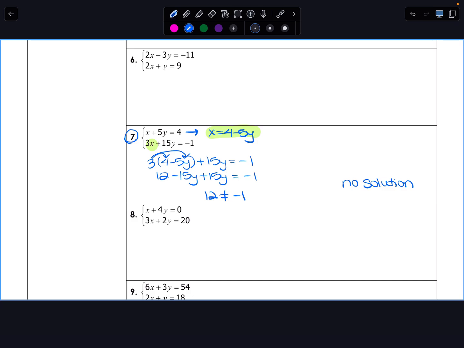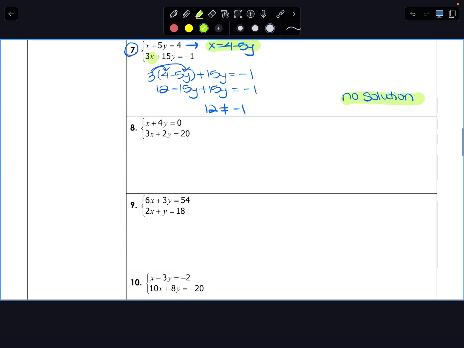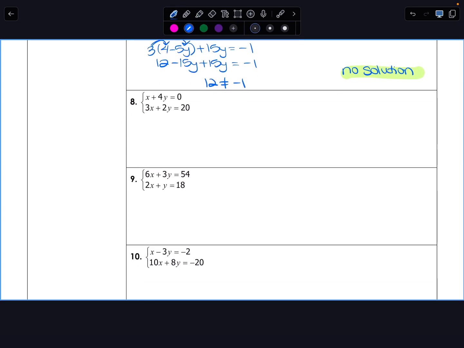How do you know if there's infinite solutions? Good question. Let's look at 9. So which equation is better to solve for one of the variables? The first equation or the second equation? Second equation, because the y has a coefficient of 1. So if I move 2x to the other side, I get y is equal to negative 2x plus 18. Now I can take that negative 2x plus 18 and plug it in for the y in the first equation.